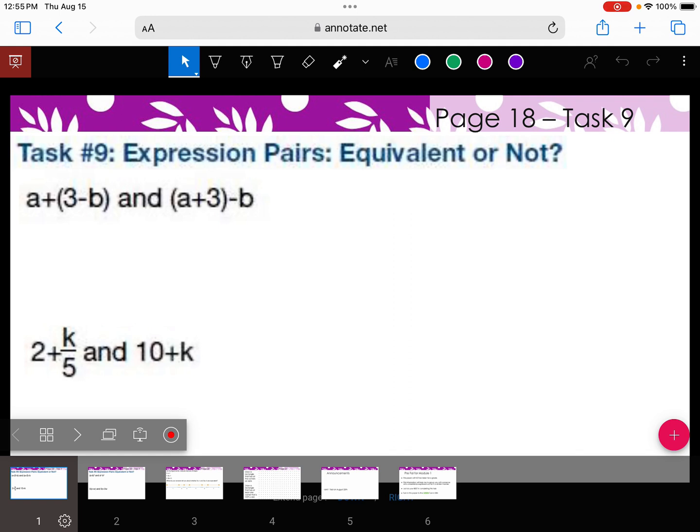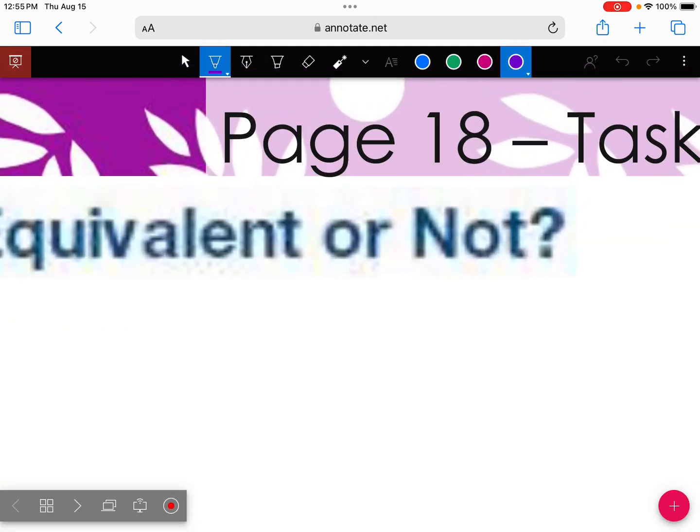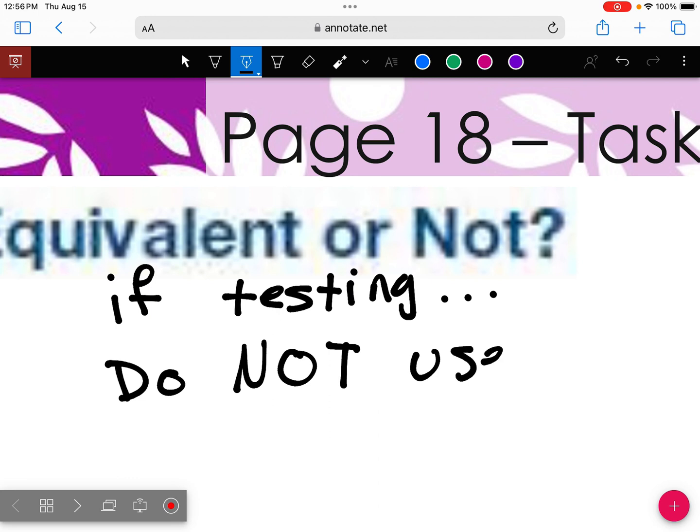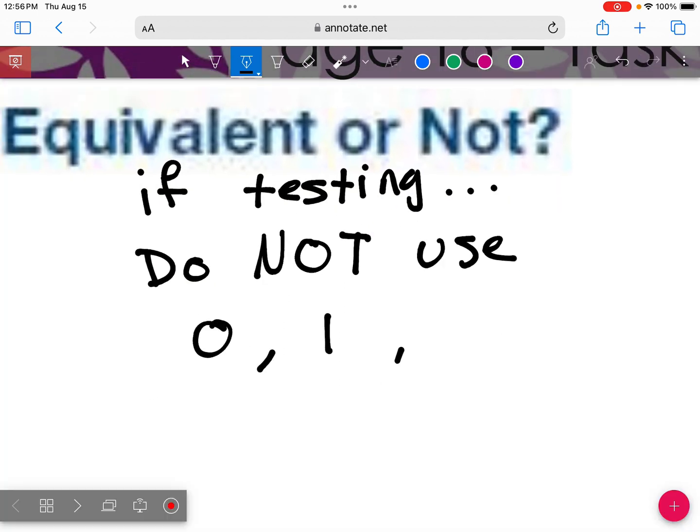So pick 2 numbers. Pick a number for A, pick a number for B. Test it out. Just don't use 0, 1, or 2. Put up here, if testing, it's not your only strategy you can use, but if testing, do not use 0, 1, or 2. I'm just writing it down so we have it in case we look at stuff later, okay?